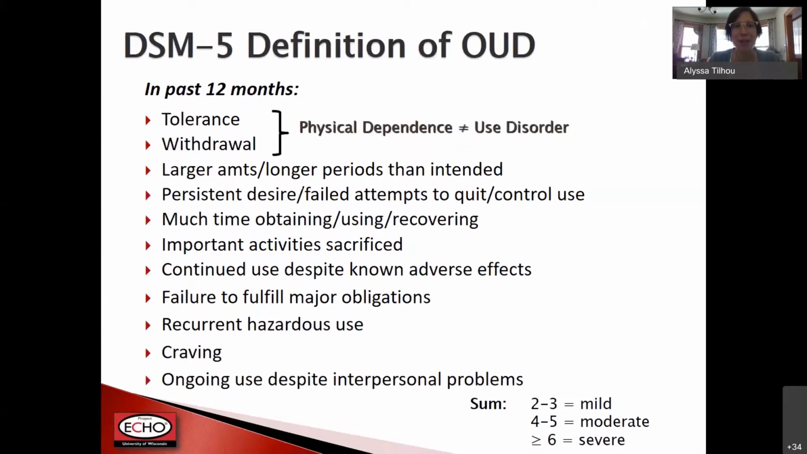I'm sure you're all familiar, but here are the 11 DSM criteria for opioid use disorder, of which you need at least 2, so they cannot be solely physical dependence as intolerance and withdrawal. You do need some indicators of social dysfunction and behavioral compulsion.